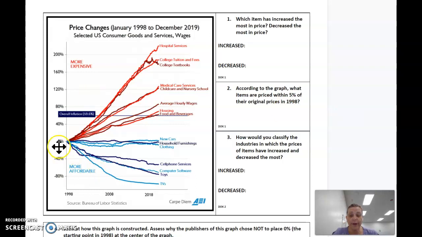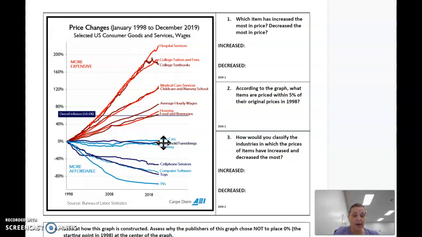So it starts over here at 0%. 0% is the baseline, and it talks about percentage of change. If the cost of something has not changed at all in the last 21 years, then the graph for that item will go straight across at 0% to show that it hasn't changed. So 0% means no change, which means the price hasn't gone up and the price hasn't gone down. So 0% is the baseline.